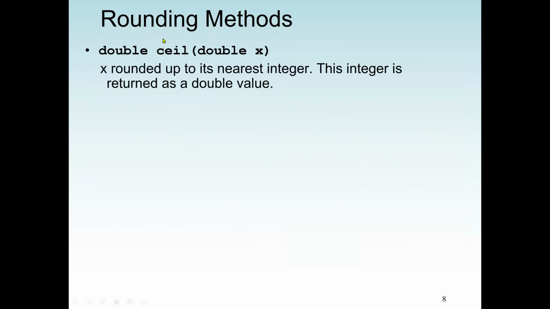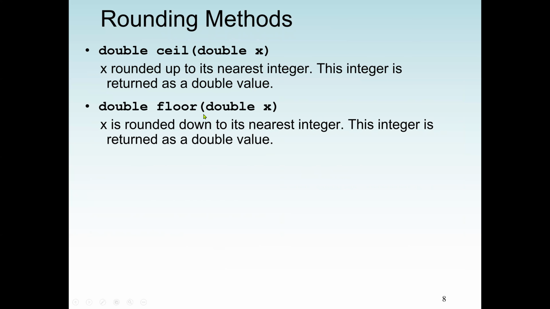So now let's go to the rounding methods. First we have the ceil method. It returns double and it takes the argument x, a double. So ceil means we are going to round the value up, rounded up to the nearest integer. What this means is that, for example, if we have 4.01, the answer will be 5 because it's rounded up. If I have 4.999, the answer will be 5. 4.0, the answer will be 4. But 4.0001, the answer will be 5, rounded up.